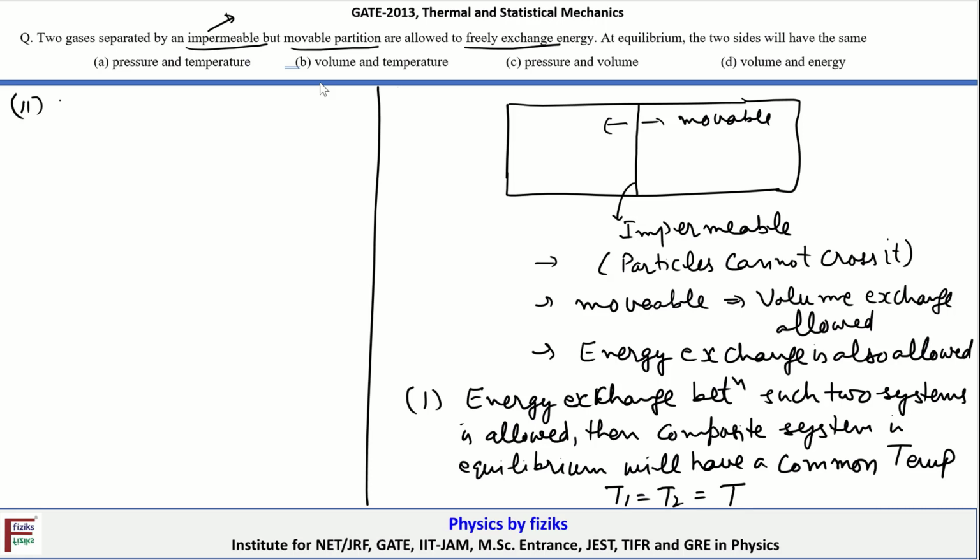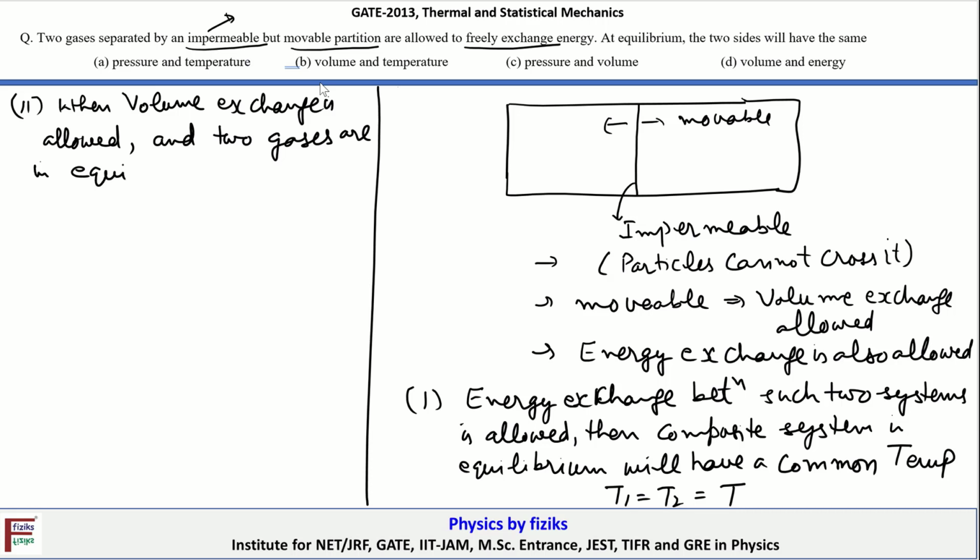Now the second point: when volume exchange is allowed, after the volume exchange has taken place and these two systems are again in equilibrium, then in equilibrium the pressures of these two gas systems will be identical. Let's say P1 is equal to P2, that is equal to P.